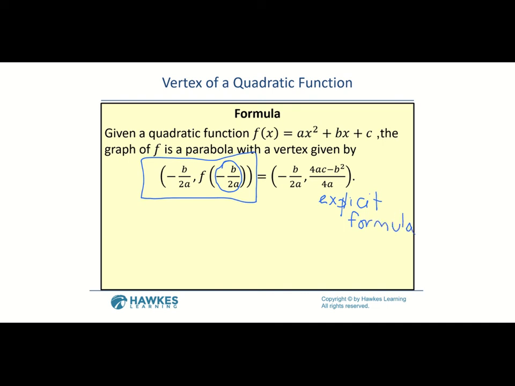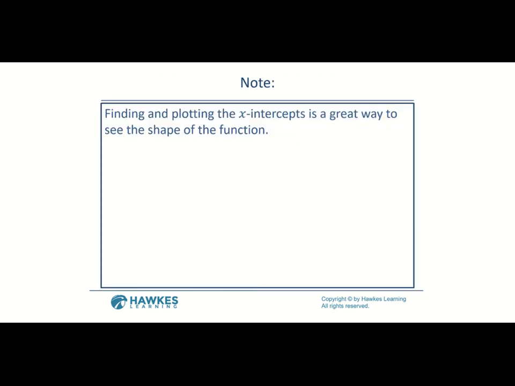All right, but again, you can do the first part if it's easier, or you can do the second part for finding y or k and use that explicit formula. And we're going to take a look at both. And then once you find the vertex, the x-intercepts are also another great way to help you plot and graph your quadratic function.